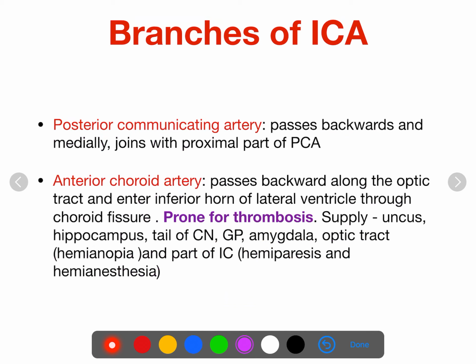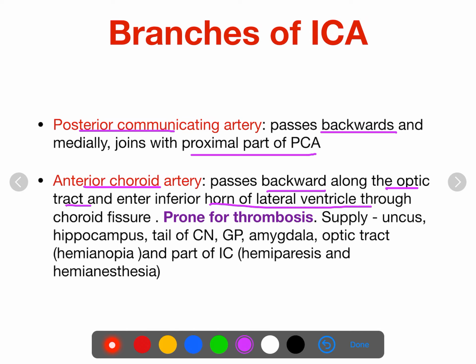Now the posterior communicating artery, as we have seen, passes backwards and medially and joins with the proximal part of the posterior cerebral artery. Then the anterior choroidal artery, which arises after the origin of the posterior communicating artery. It passes backward along the optic tract and enters the inferior horn of the lateral ventricle through the choroid fissure.